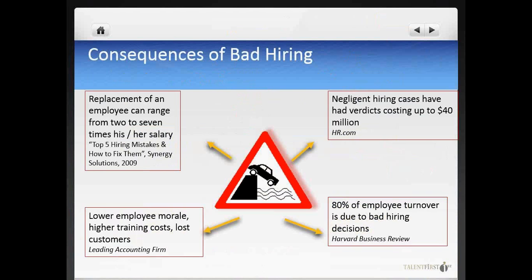Other data say that negligent hiring cases have had verdicts costing up to $40 million as reported by HR.com, and 80% of employee turnover is due to bad hiring decisions. On top of all of this, there are many negative indirect implications of bad hiring decisions, including the effect on employee morale, the higher costs of training, and chances are that incompetent and unmotivated employees can have a very negative impact on your customers.